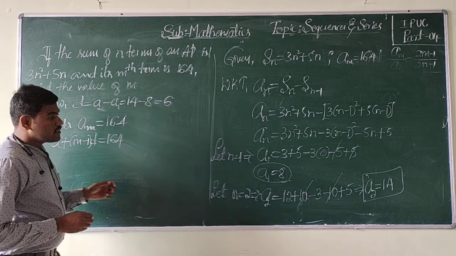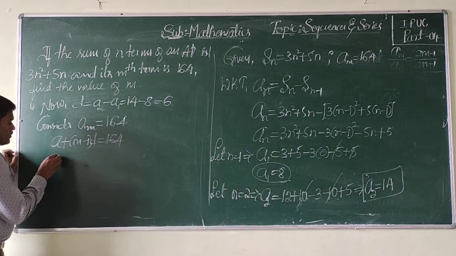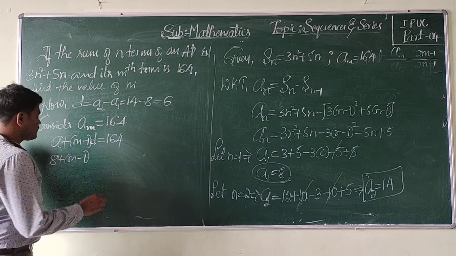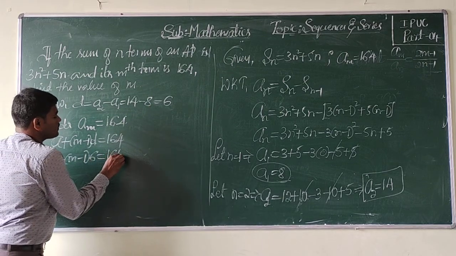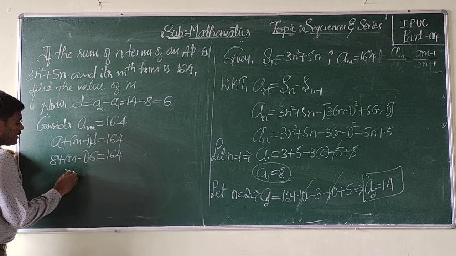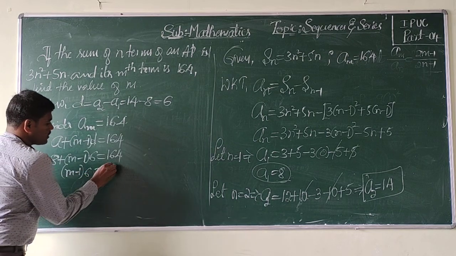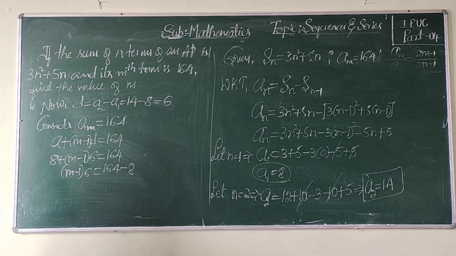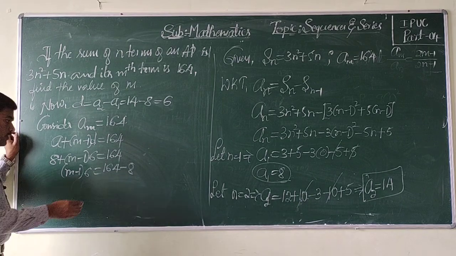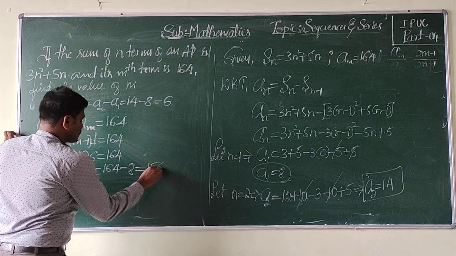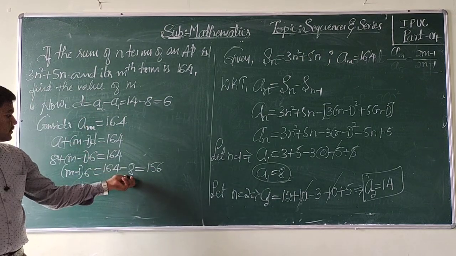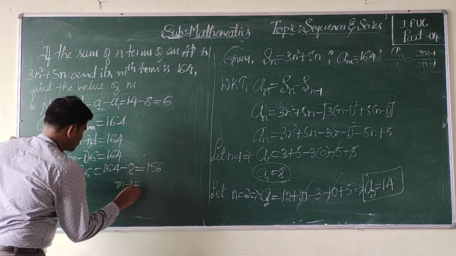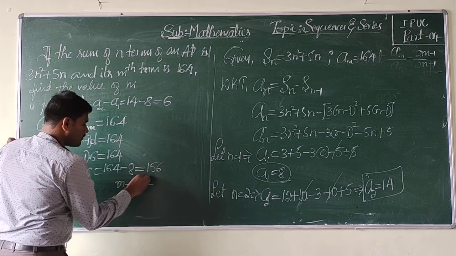a is 8 plus m minus 1 into d. d is 6, equal to 164. Now, m minus 1 times 6 equals 164 minus 8. I'm shifting this plus 8 to the right side. It will be 164 minus 8, right? What is equal to 156? 164 minus 8 becomes 156. Now, m minus 1 times 6 is equal to 156, shift this 6 to the right side, 156 upon 6.